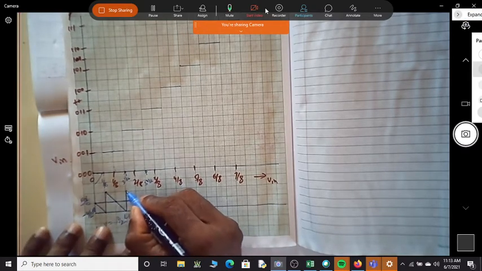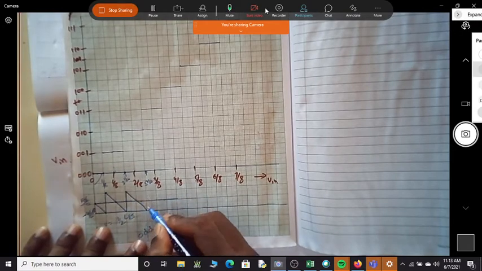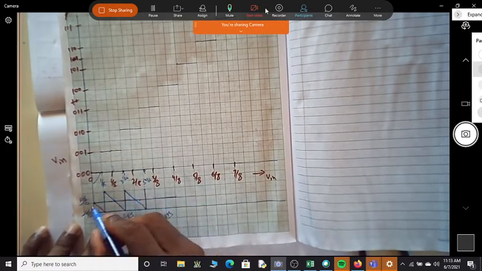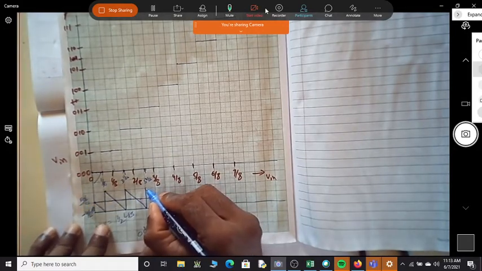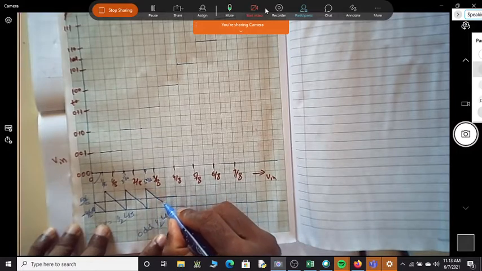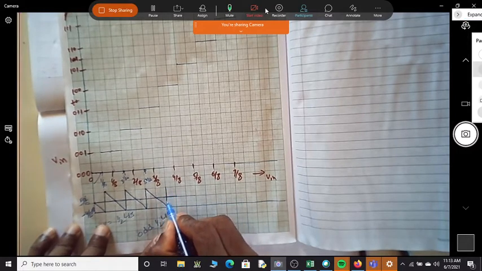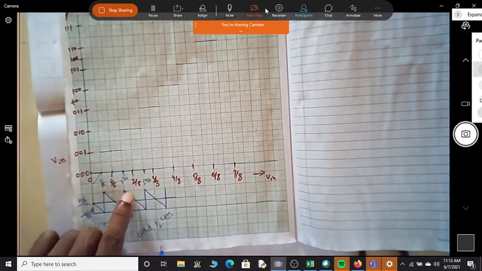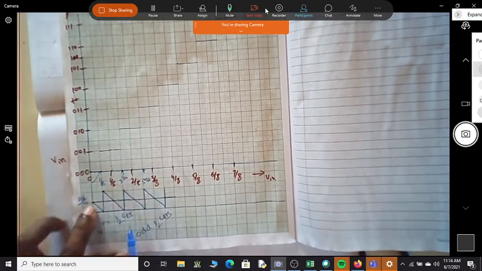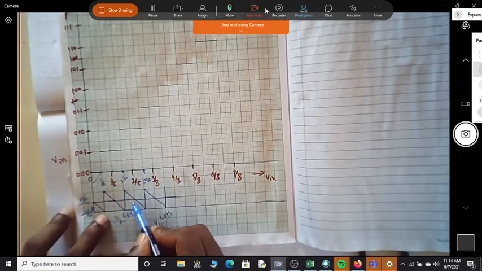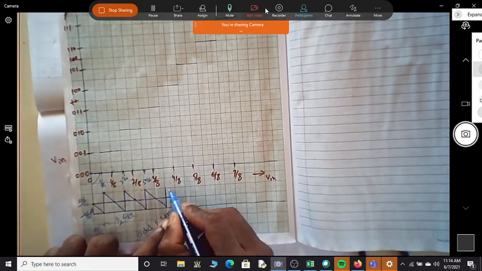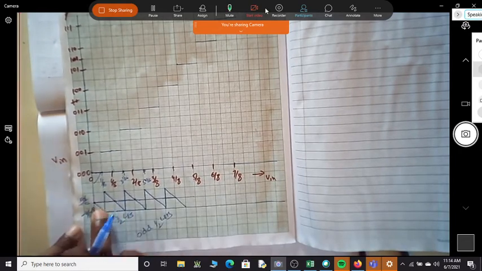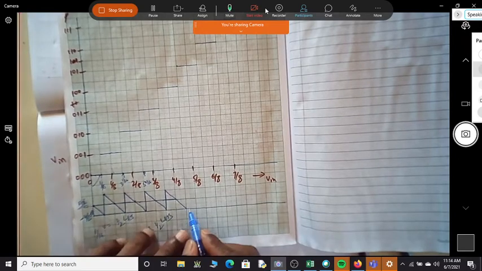I want each one of you to write it and then show me. Let it take 5-10 minutes. I want all of you to write this quantization error graph. Even if it is on a plain sheet, write it. For every 1 by 8, 2 by 8, 3 by 8, 4 by 8, the error should be 0. The error, can you see here? The error is 0 here, the error is 0 here, the error is 0 here. And for every transition, this quantization error should also change.